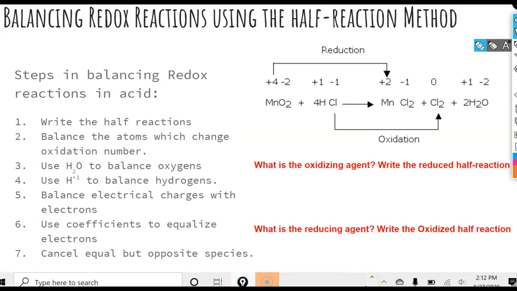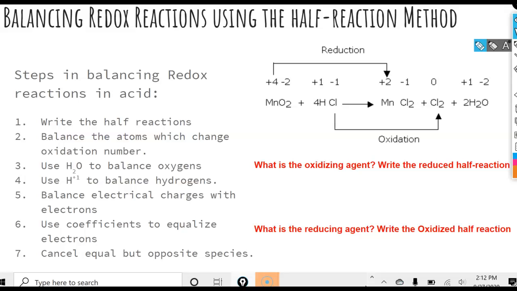All right. So once we have figured out the idea behind how we identify the oxidation states, the next thing that we need to do is use the oxidation states and something called the half reactions to be able to balance the overall redox reaction. So here is an example of a redox reaction.